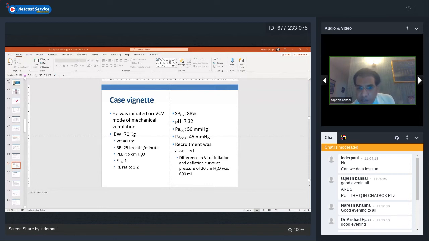It is one of the things which is physiologically based, and understanding that, we should do the recruitment maneuver. Sometimes the lungs get de-recruited, the patient gets disconnected or has some procedure, etc., and then definitely the recruitment maneuver has a role. So that is just to recap the entire discussion on recruitment maneuver. So I think with that, we will move on. Over to you, Dr. Indapal.